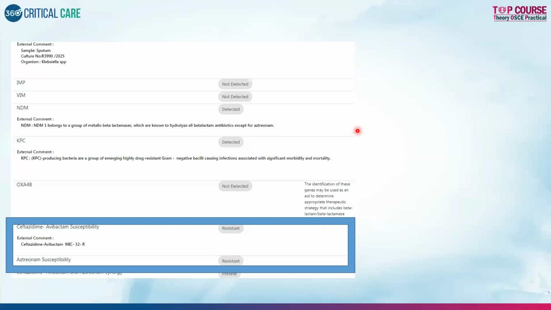Can treat with NDM positive. Okay, but why is it coming as resistant to ceftazidime-avibactam and aztreonam? It should have been sensitive, no? So why does it come resistant? My question now is, why is this report coming as resistant? See here they've written ceftazidime-avibactam MIC is 32, which is resistant.